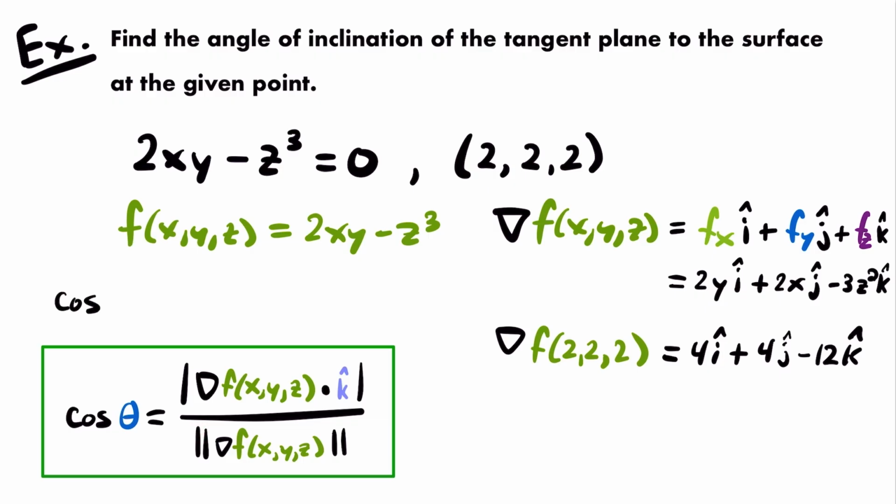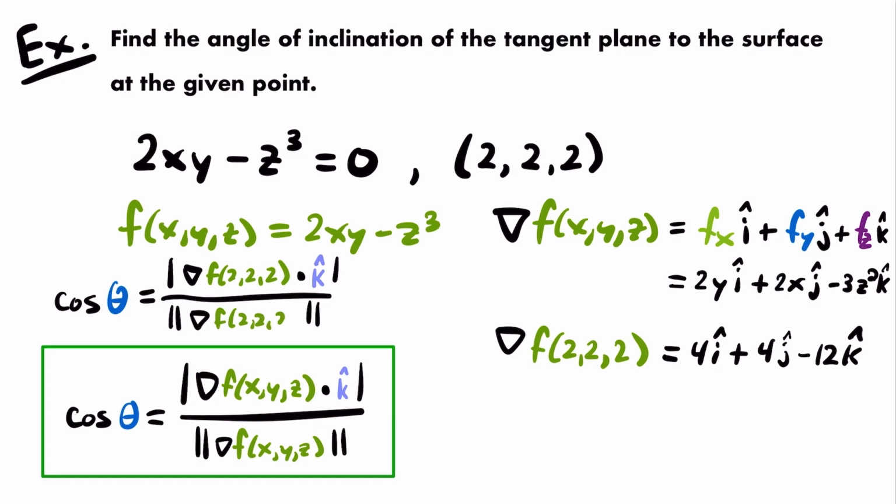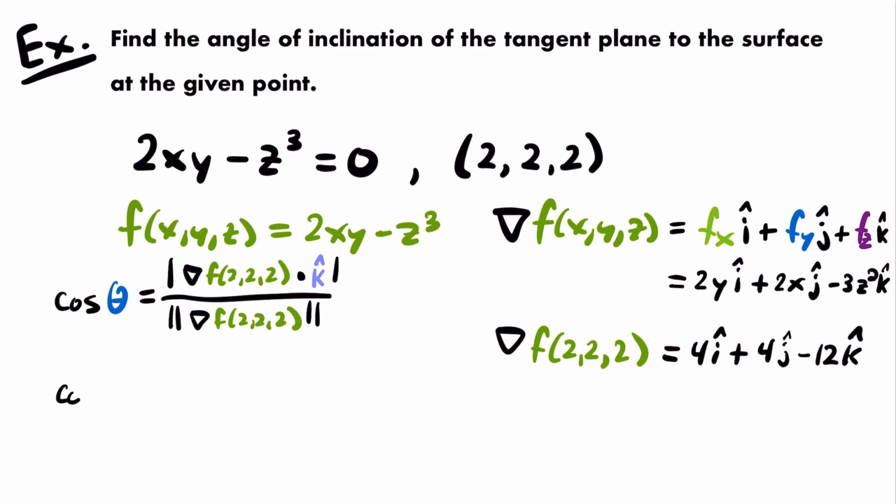We're going to have cosine of the angle of inclination, theta, is equal to the absolute value of the dot product between the gradient vector, or f of 2, 2, 2, with the unit vector k, and then that will be divided by the magnitude of that gradient vector, f of 2, 2, 2. Okay, and so let's work on that. Cosine theta will be equal to the absolute value of the dot product between this gradient vector and vector k. And remember, vector k is equal to 0i plus 0j plus 1k, right? That's what it is by definition.